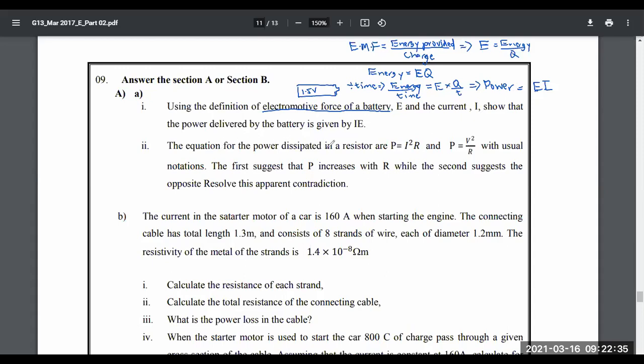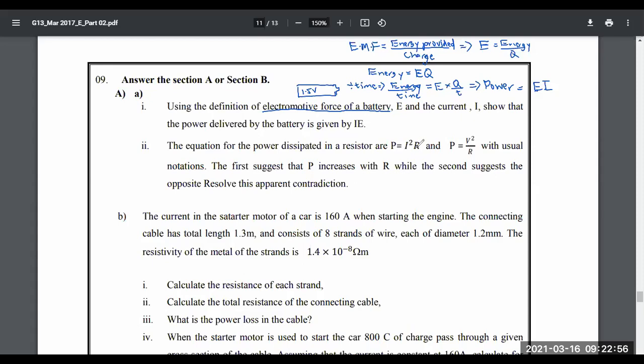The equations for the power dissipated in a resistor are P equals I squared R and P equals V squared over R, with usual notations. The first suggests that P increases with R, while the second suggests the opposite. Resolve the apparent contradiction. So what is this all about?